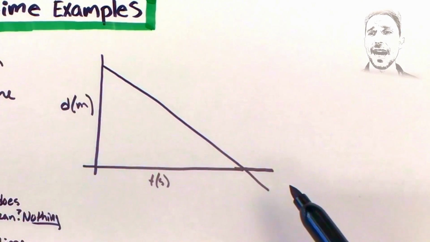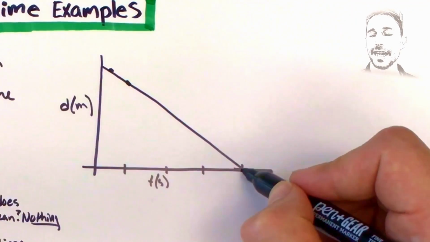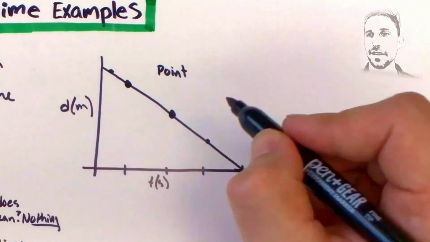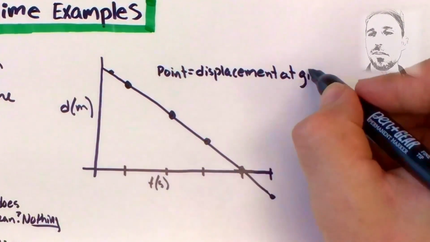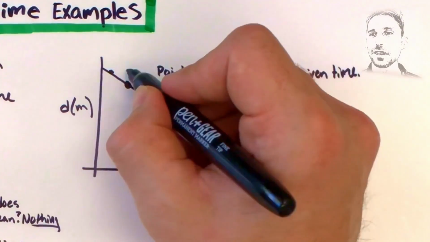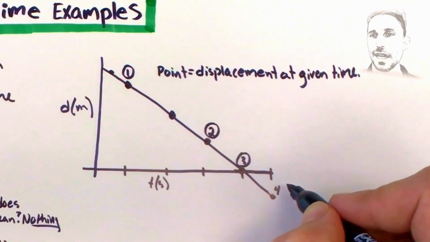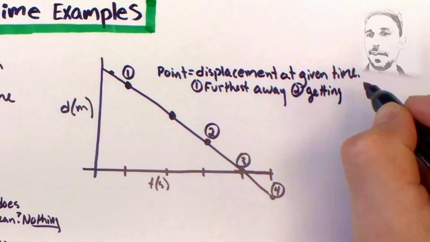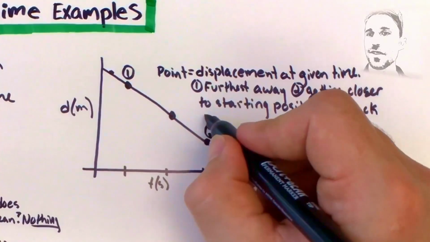So now we have a downsloped graph. The last one was an upslope graph, which got us that positive velocity. Now we have a downsloped graph, and we put a few points on there. Again, the point along the slope is the displacement at a given time. If we label a few of these, we'll do a few above in the positives, one at 0, and then one underneath. Point 1 is furthest away.